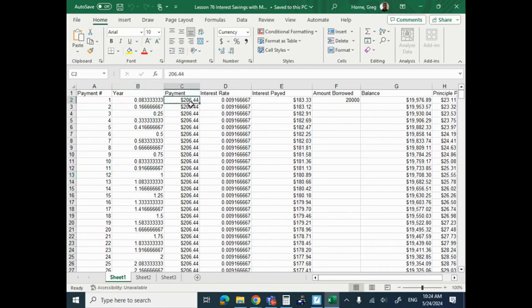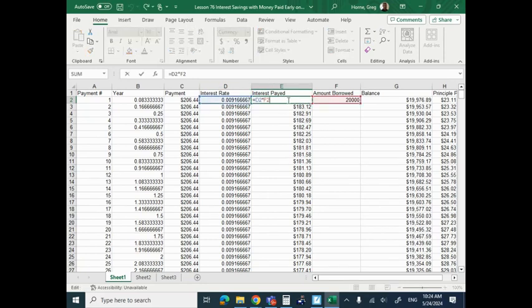Here we have the payment of the 206.44 that we got from the TVM solver. The interest rate in here is calculated as 11% divided by 12. It's one way to do it. You could have a separate column for interest and then paid, do the calculation in there, right? So we could have just left this as 11, and then in here did the 11 divided by 100 divided by 12 and so on, which makes it easier to change the interest rate later on.